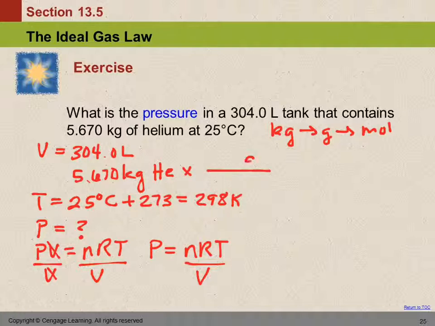So I want grams from kilograms. What does kilo mean? It means 10 to the third, which is 1,000. So that's 1 times 10 to the third. Now I've gotten to grams. I need to get to moles, so moles on top and grams on the bottom.